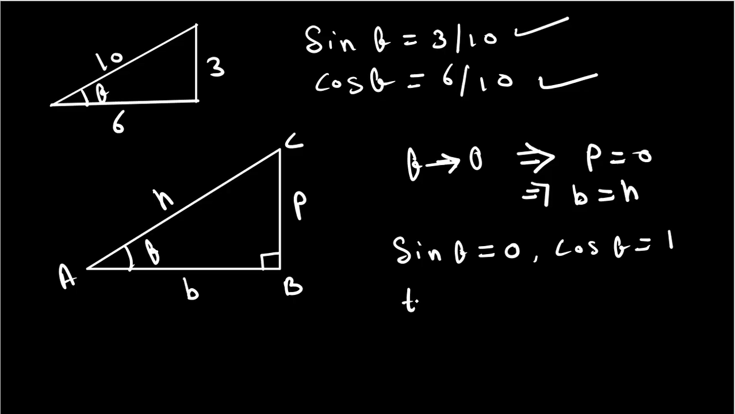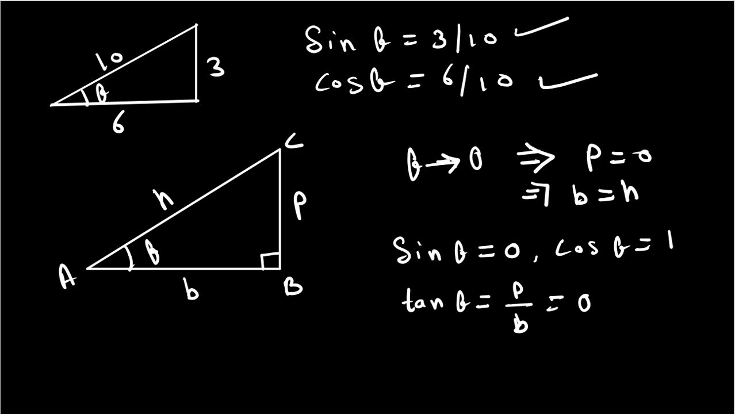And what will be the value of tan theta? Again, tan theta is perpendicular by base, and we already know perpendicular in this case will become 0. So if perpendicular became 0, we will get 0. So from here very easily we can find the value of sine 0 is 0, cos 0 is 1, and tan 0 is 0. So we have found the value of all three quantities.